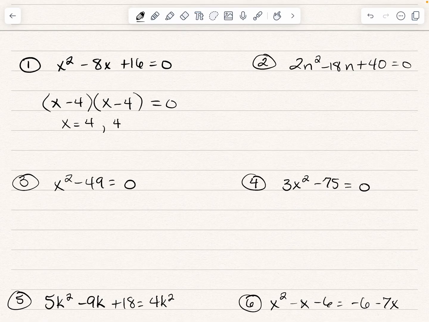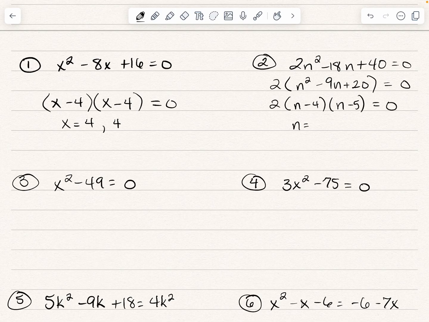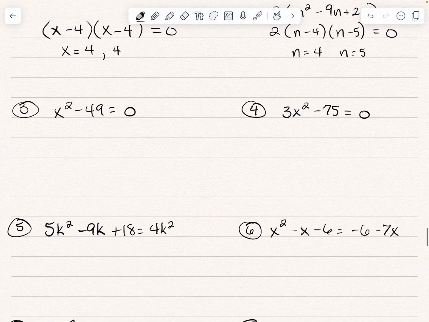For number 2, I noticed that everything in here can get divided by 2, so we can pull a 2 out to the front of these parentheses. That's going to be 18 divided by 2 is 9, 40 divided by 2 is 20. Now we can solve this the same way. What multiplies to give me 20 that adds together to give me negative 9? That's going to be negative 4 and negative 5. So this means that n is equal to 4 and n is equal to 5.